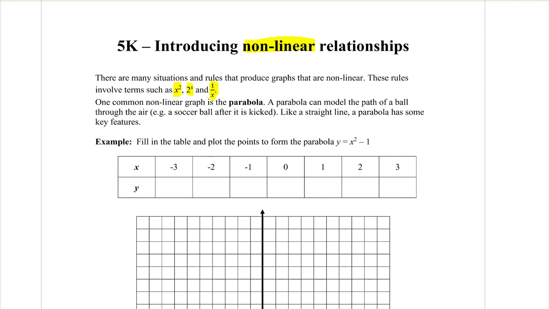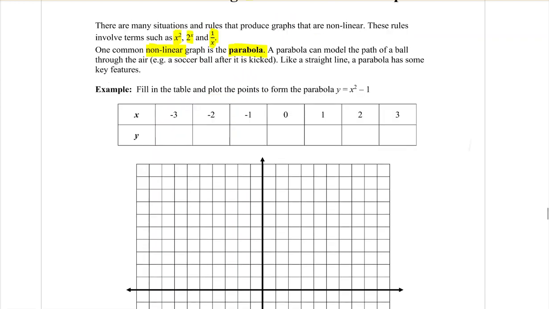The most common non-linear graph that we're going to be looking at is the parabola. A parabola can model the path of a ball through the air, like a soccer ball after it's kicked. Like a straight line, a parabola has some key features, and we're going to draw one right here.